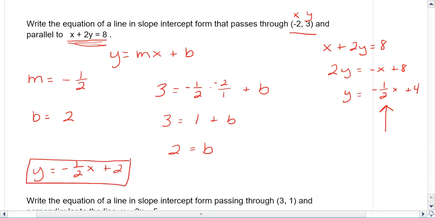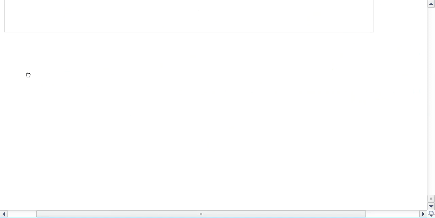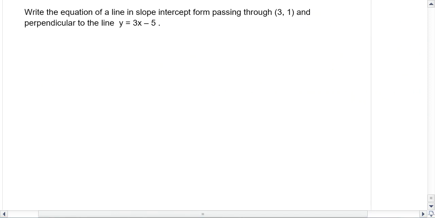All right, one more example to look at. In this example, we are to find the equation of a line in slope-intercept form that passes through this point and is perpendicular to this line. So I don't want the slope of this line to use for my line. We're going to have to make an adjustment to it.